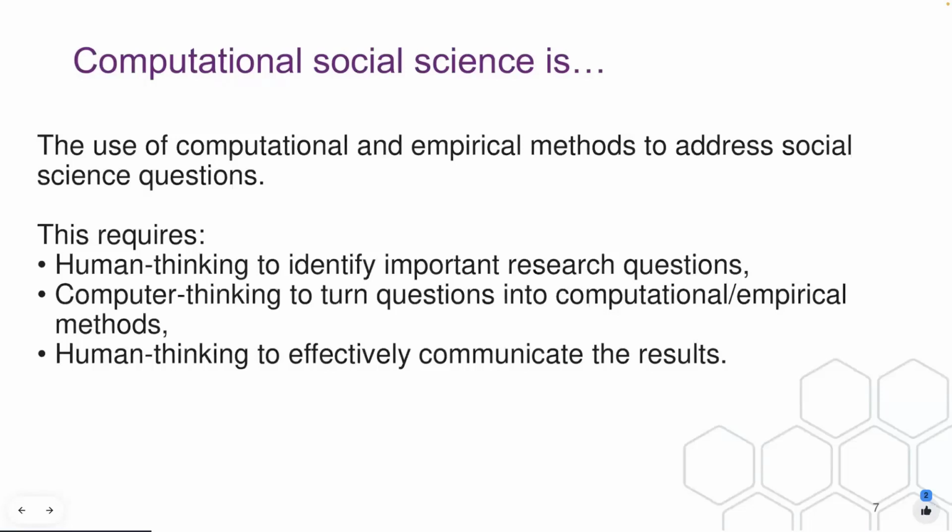And you can see as well that we're going to need a little sprinkle of computer thinking. That's so that we can turn these research questions into computational or empirical methods. And again, after your research, you're going to need that social science, human thinking again, in order to effectively communicate those results to other people. So you can see it's this blend of computational methods and social science thinking.